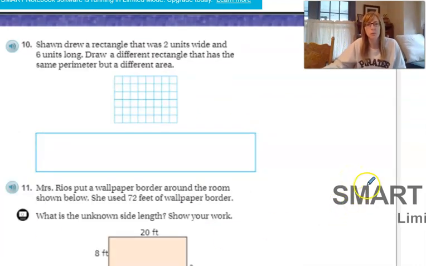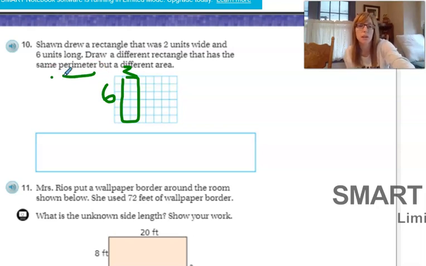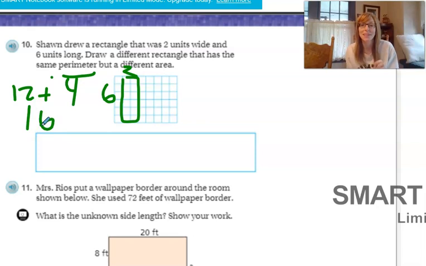These are probably so simple for you. All right, Sean drew a rectangle that was 2 units wide and 6 units long. So we had 2 and 6. Draw a different rectangle that has the same perimeter but a different area. So the perimeter is 6 plus 6, which is 12, plus 2 along both sides, which is 4. So we have to have something that has a perimeter of 16, but a different area.